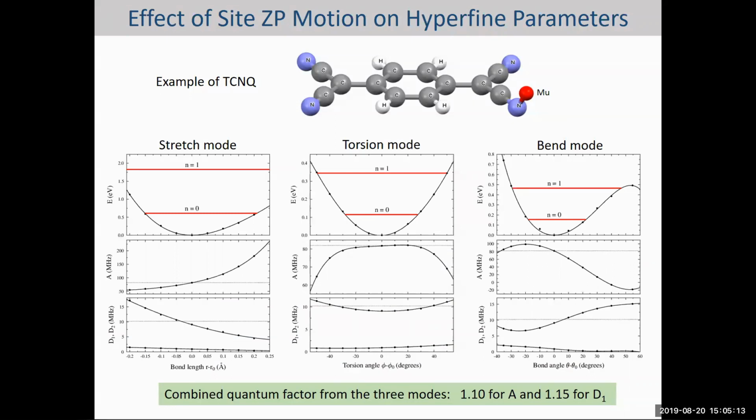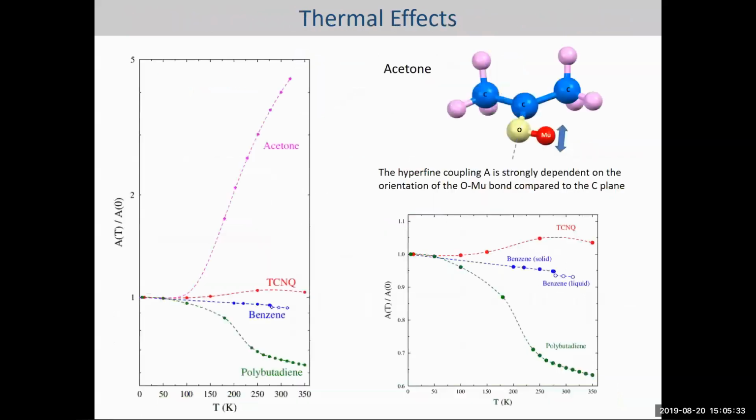For example, if you take these 3 modes in this TCNQ molecule, they have a combined quantum correction factor of about 10% for the hyperfine coupling and 15% for the dipole.